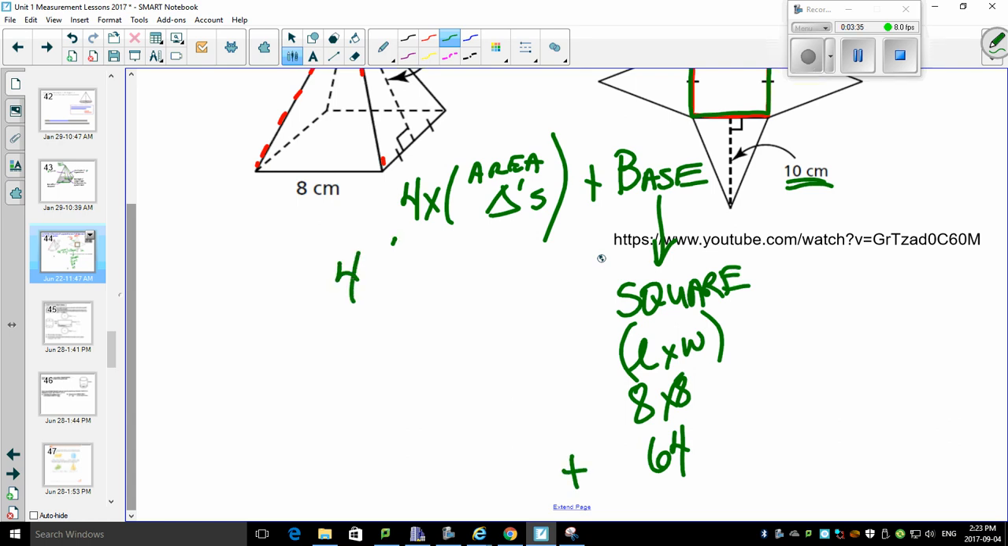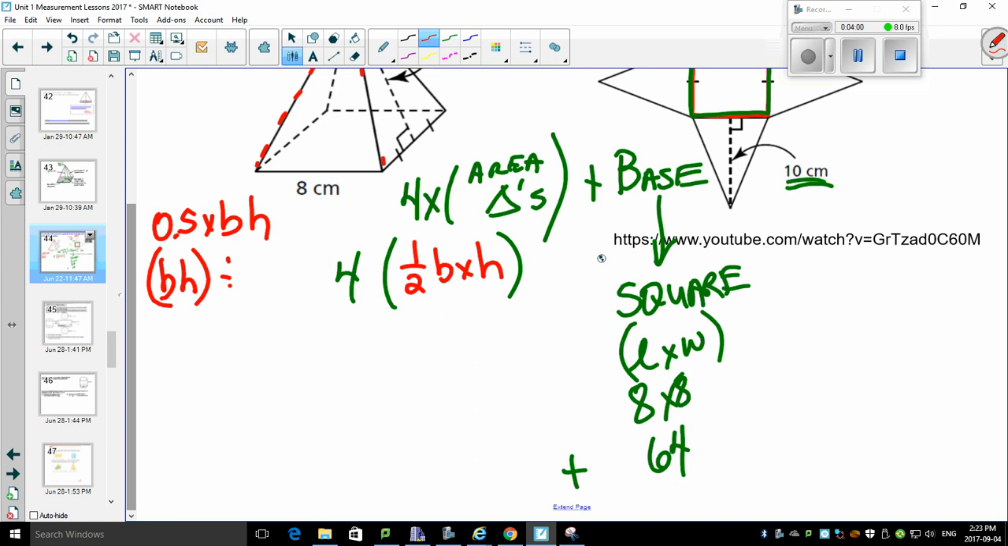It's 4 times whatever the area of the triangles are. Now, I know some people will teach this one way, but I'm going to insist on you doing it this way. Put the area of the triangle formula here, half base times height. And I know, depending on your teacher, you've learned it differently. Some people say 0.5 times base times height. Some people say base times height divided by 2. Honestly, whatever way you've learned this, it goes right here, and they're all exactly the same.